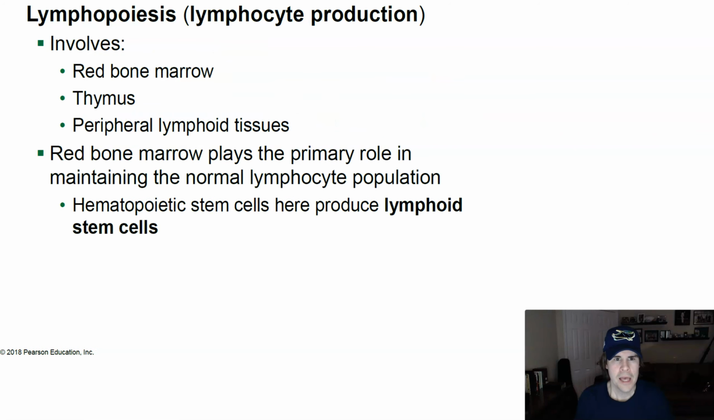Lymphopoiesis is lymphocyte production. Where do these lymphocytes come from? Well, they come from red bone marrow, and the thymus is involved in peripheral lymphoid tissue. Red bone marrow plays a primary role because this is where development happens.